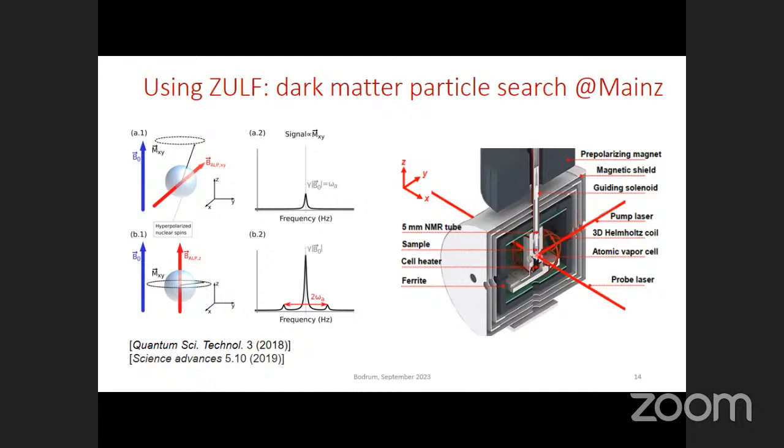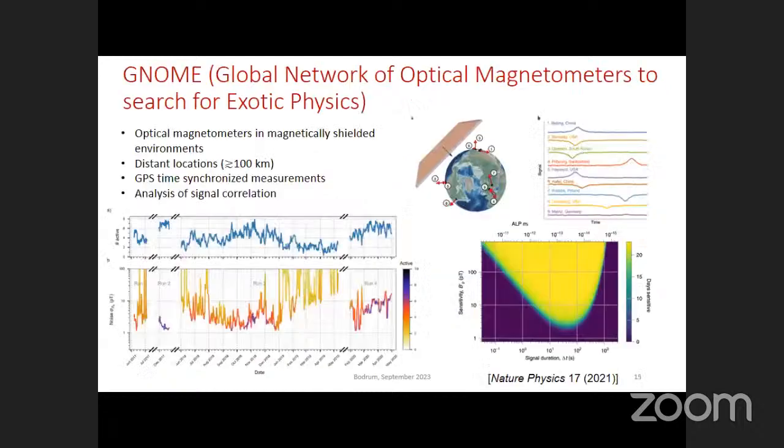So the idea was that if there is an axion field, it can go through the shield, right? And then you can shield the setup all you want. It can go through the shield, and then you measure the axion field in the Zulf, not with NMR, but just through the Zulf setup, that there is a sample there.